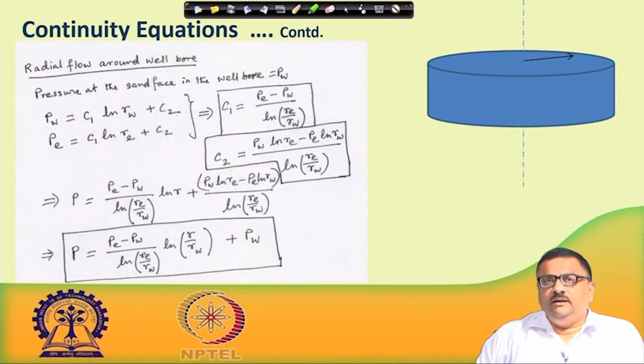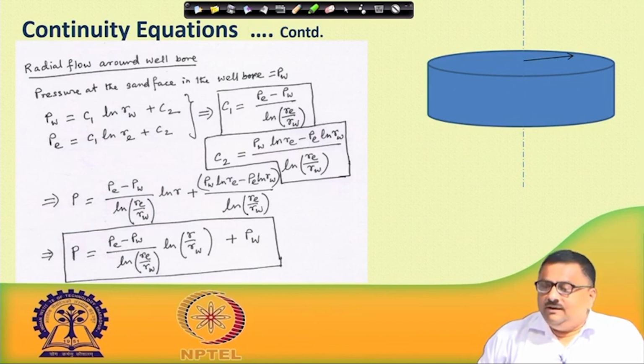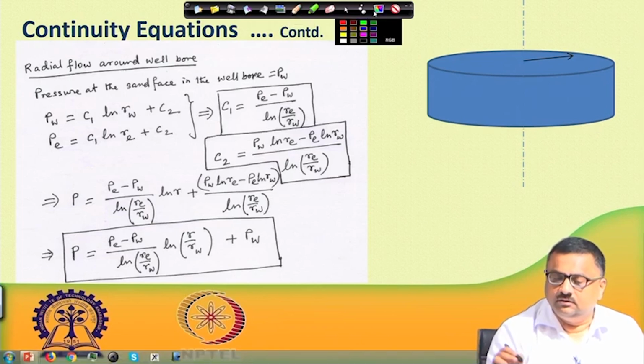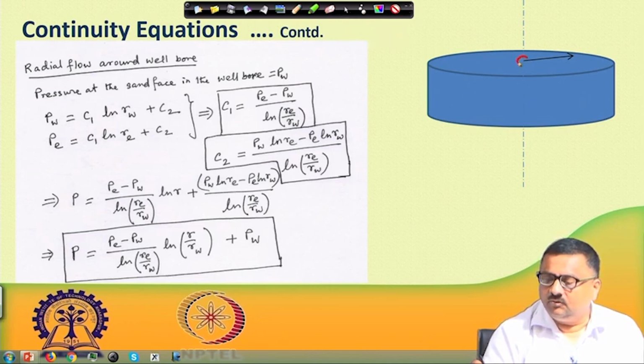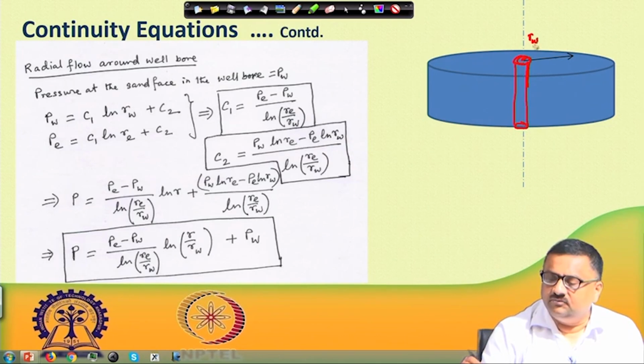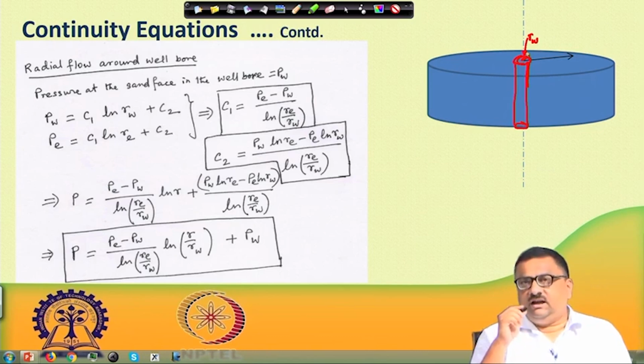Now, let us continue with this radial flow around a well bore. So, well bore means I have a well bore here. So, this is the well bore. The well bore has a radius. So, what is that radius? That radius is r w. So, this radius is r w, the well bore radius.